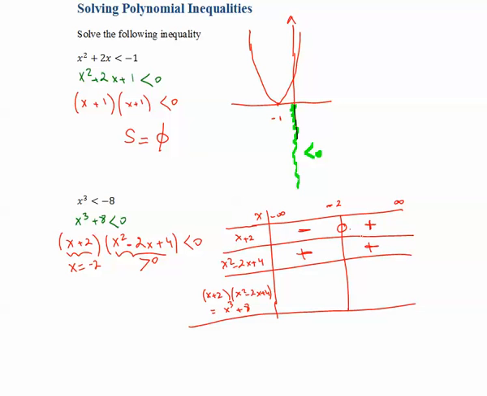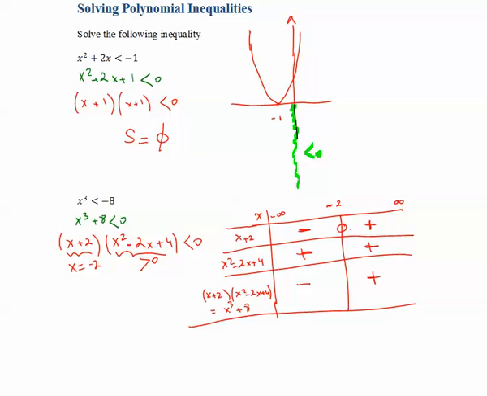So if you choose an x between -infinity and -2, it will make the x plus 2 negative and the second term positive. And if you multiply a negative by a positive, the answer is negative. And if you choose an x value between -2 and infinity, it will make x plus 2 a positive value, and x squared minus 2x plus 4 also positive. So you multiply two positive values, you get a positive value.